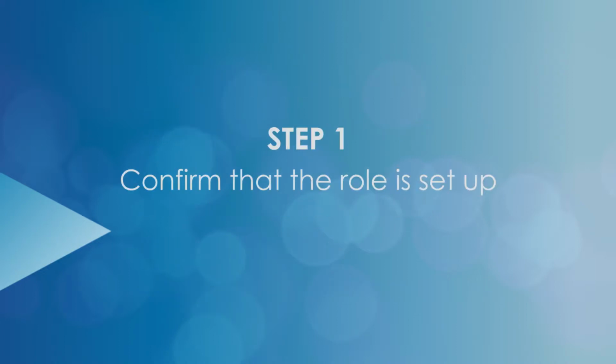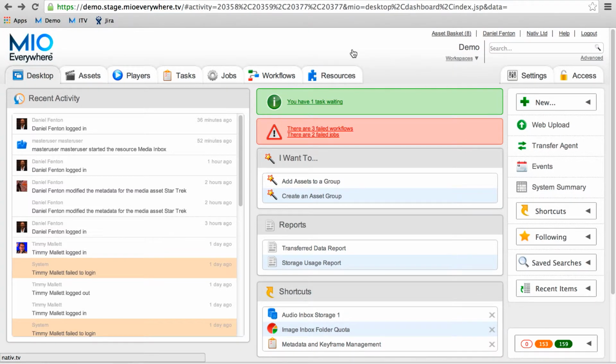Step 1. Confirm that the role is set up. A user profile must have a role assigned to it. It is a good idea to double check that the permissions have been set up against the role before you assign it to the user profile.